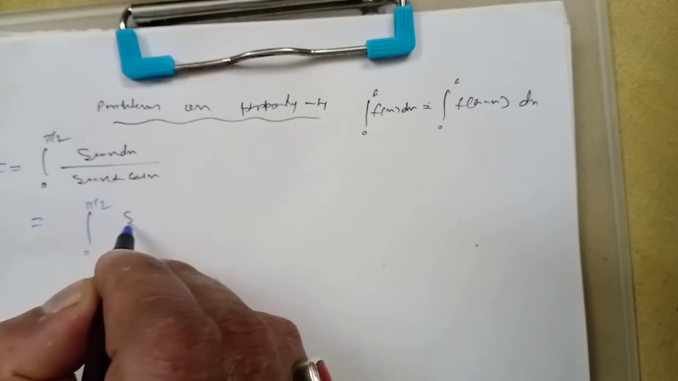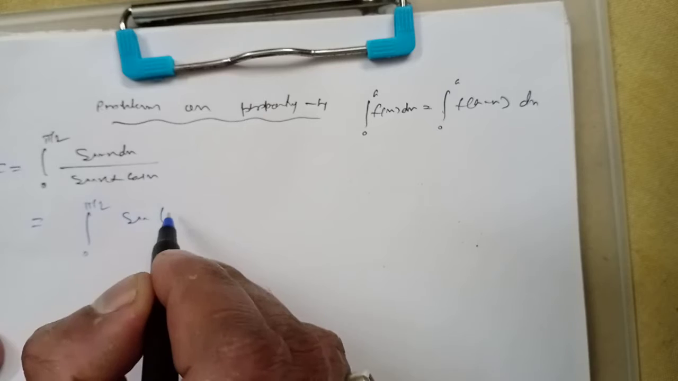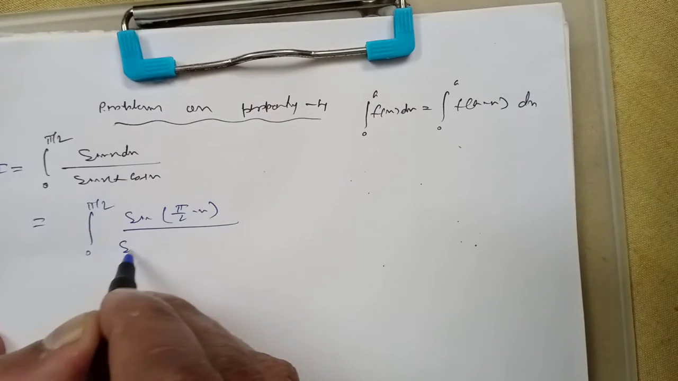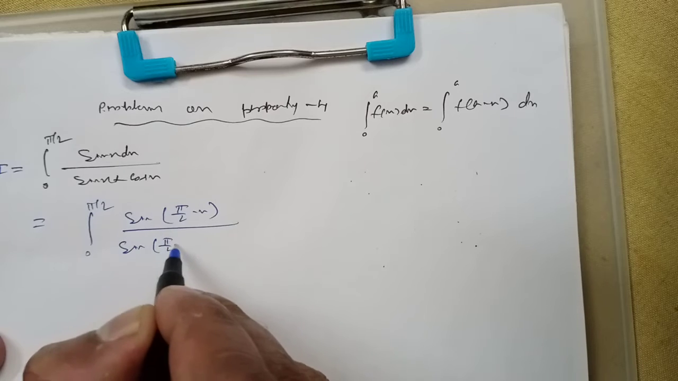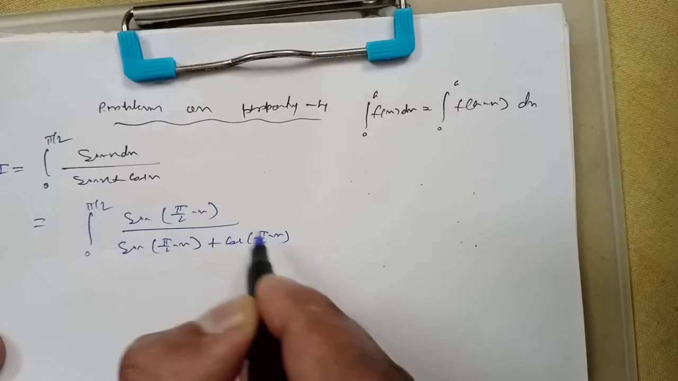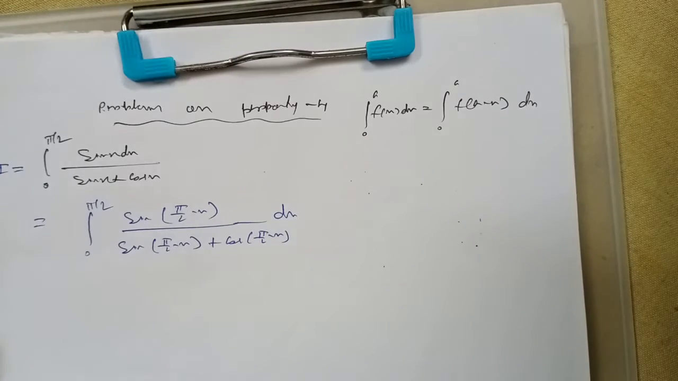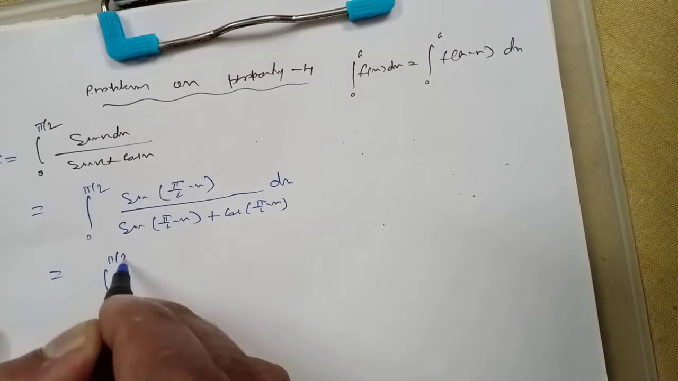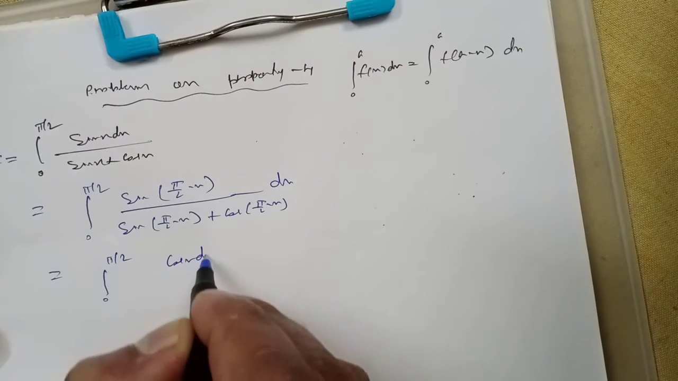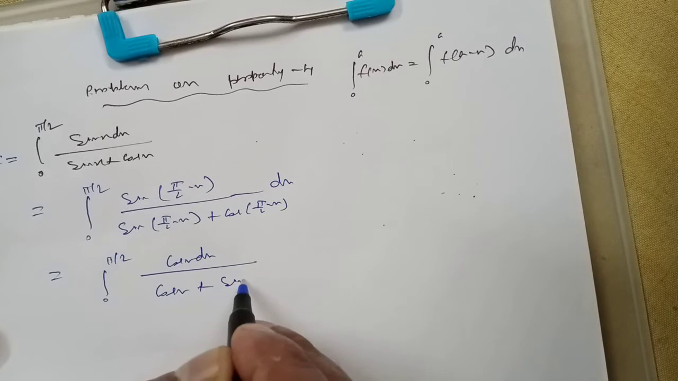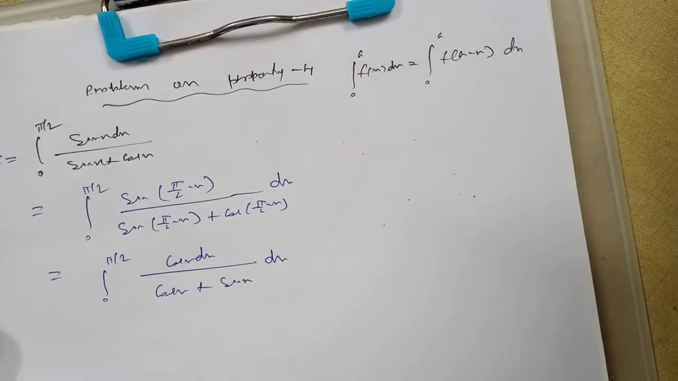I equals integral 0 to pi by 2 sin of, replace x by pi by 2 minus x, sin of pi by 2 minus x by sin of pi by 2 minus x plus cos of pi by 2 minus x dx. Now this becomes integral 0 to pi by 2 cos x dx by cos x plus sin x dx.